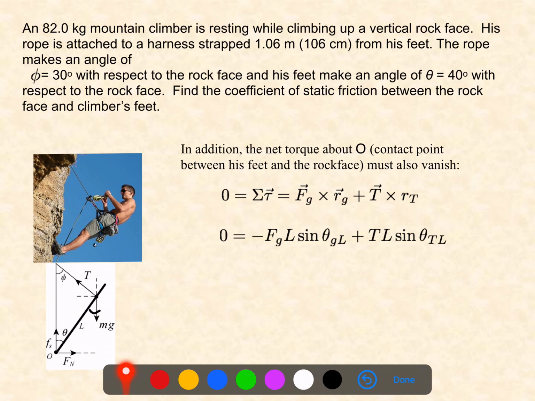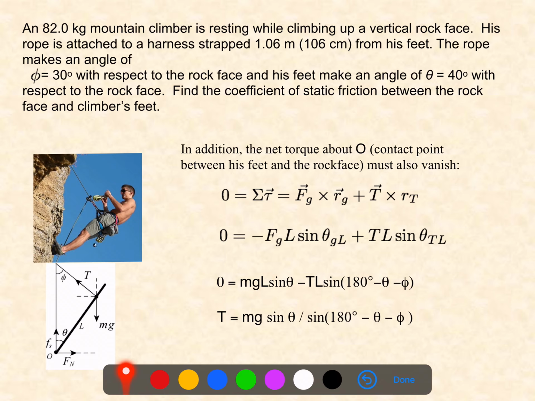We're going to do the same thing with the tension. So we've got tension times the lever arm L times sine of the angle between them. Okay, and we have to figure out what that angle actually is. If you are careful to analyze the situation here, you can see that it's going to be 180 degrees minus theta minus phi. That's one way of expressing it. And so when I solve then for the tension, I arrive at this equation right here.